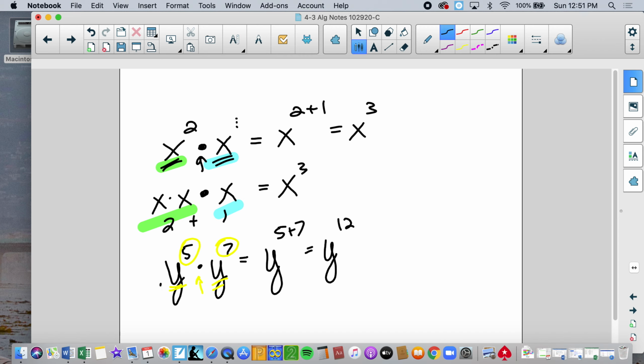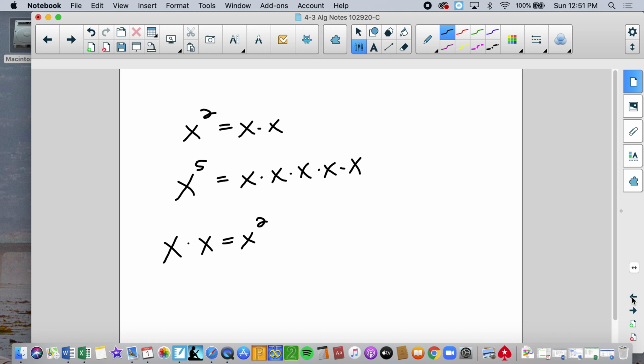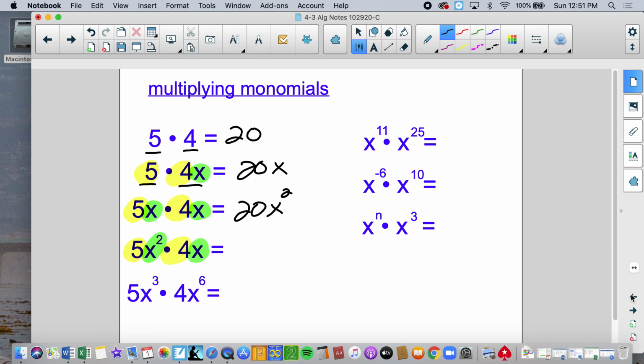And think about it, y to the 5th is y times y, there's 5 y's there. And then it's times 7 of those y's multiplying. So we have 5 and 7. So if we combine those, that gives me 12. So we're going to multiply their coefficients. 5 times 4 is 20. And then that's going to be x to the 2 plus 1. So 20 x to the 3rd.